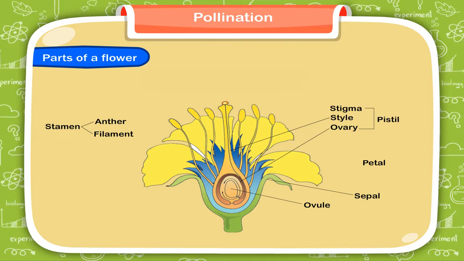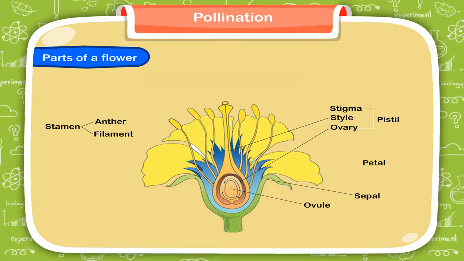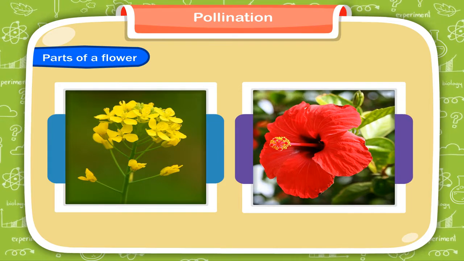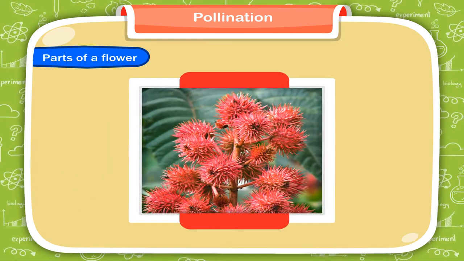When all the 4 above-mentioned rolls are present, the flower is called complete flower. Example, mustard, China rose. When any of the roll is absent, the flower is called incomplete flower. Example, castor.